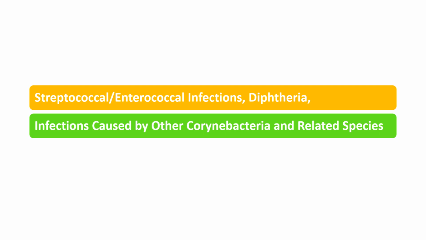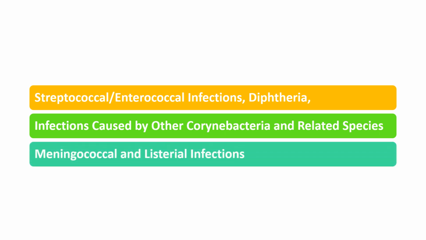Then comes the meningococcal and listerial infection. Listerial infection is very important. Then meningococcal infection. In the meningococcal infection, the epidemiology, the pathogenesis, and the clinical manifestation of meningococci, the treatment of meningococcal infections, the different types of meningococcal infections. Then listerial infection, the epidemiology, the clinical manifestation, Listeria bacteremia, Listeria monocytogenes meningitis, which occurs usually in adults.